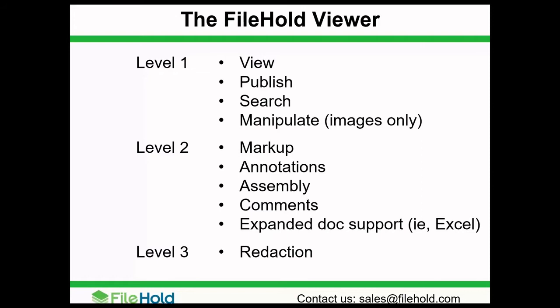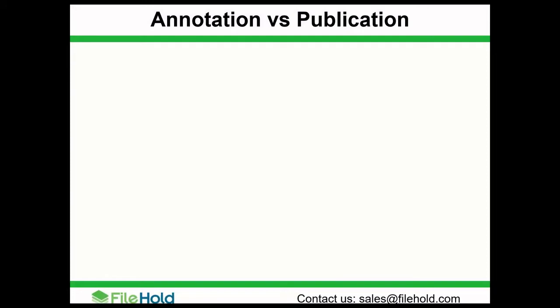Now, I'm not going to take us through a lot of activity with the level 1 viewer, the viewing documents, publishing them. I'm going to touch on some of those, especially when it comes to how we save those redaction levels. But I'm going to spend a bit of time talking about the level 2 viewer. So with that, let's take a dive into FileHold.